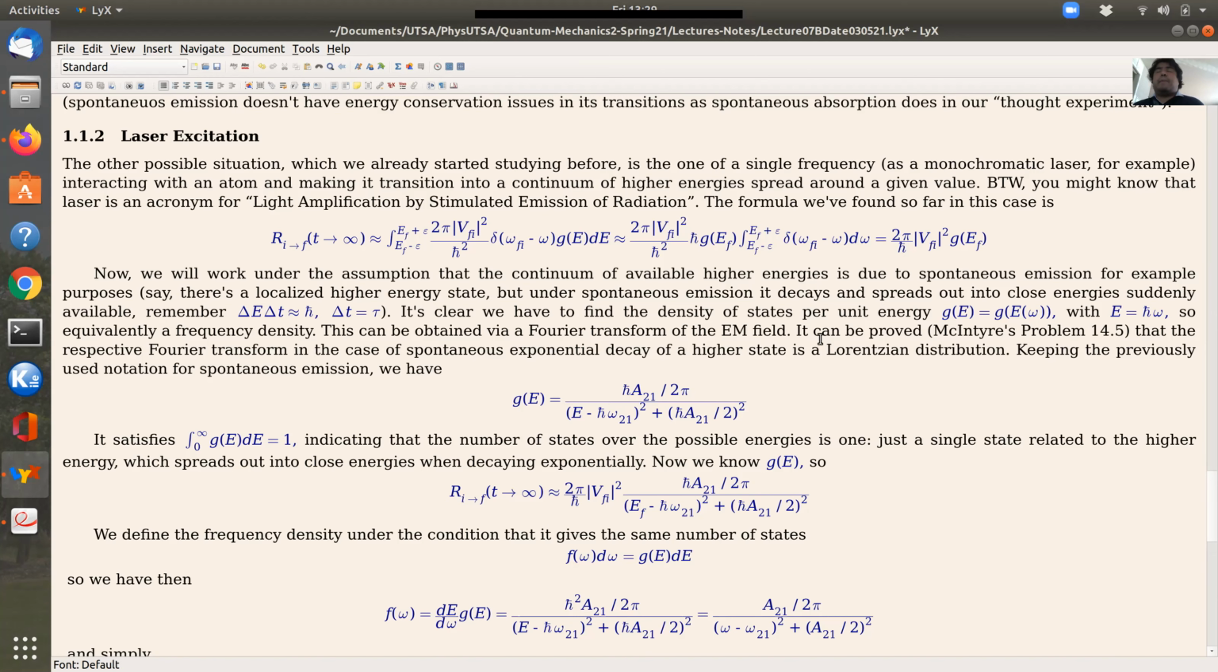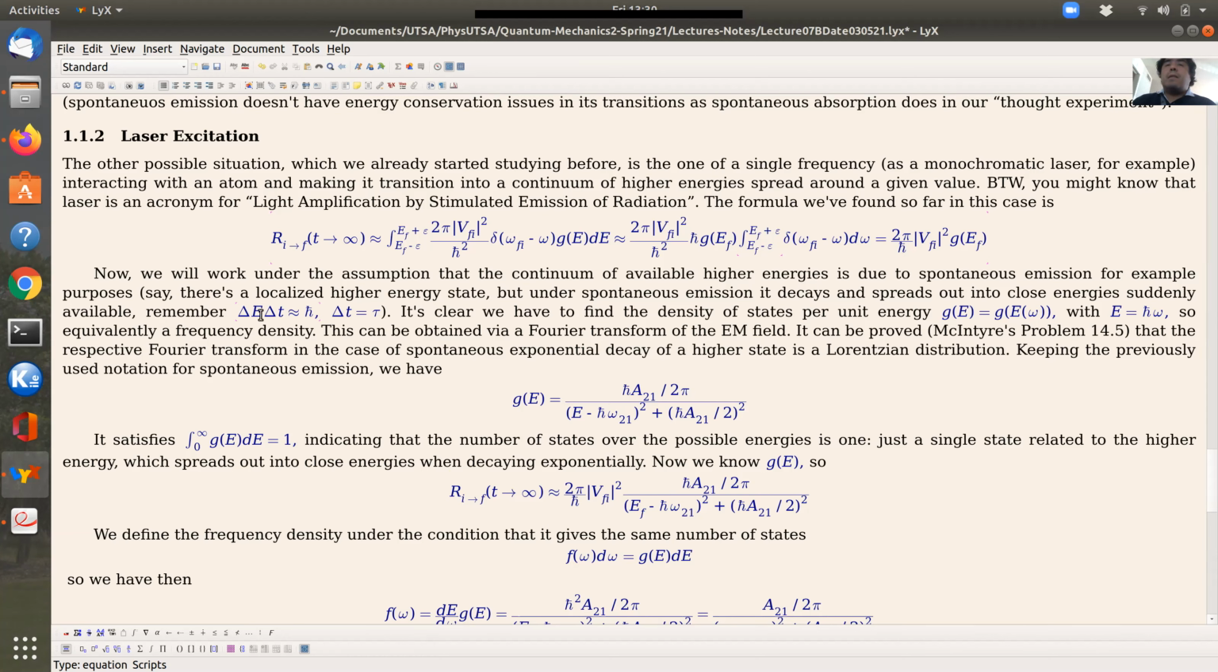Now, why would this happen in the sorts of processes that we're studying? This is just a formula that we knew before, basically Fermi's golden rule. So why would that happen? Basically the continuum of energies that you would have available, even if in a small interval of size 2 epsilon, could be due to a spontaneous emission. You have a localized higher energy state, and then it decays because it's a higher state and it spreads out, meaning that it goes to lower energies quickly when you decay exponentially. So this is the sort of justification that we're going to do.